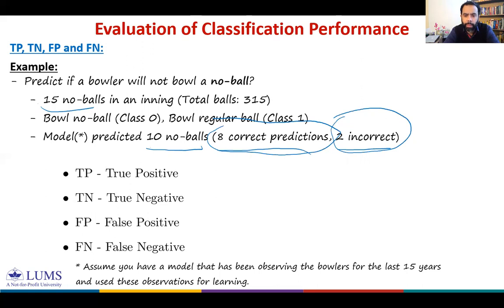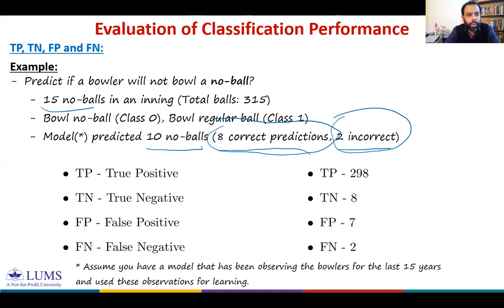What about false positive? You predicted regular balls, but they were in fact no balls. In total, we had 15 no balls and you predicted 8 correctly, so the false positive would be 7. And what about false negative? 2. So we have true positive 298, true negative 8, false positive 7, and false negative 2. I hope this is clear.